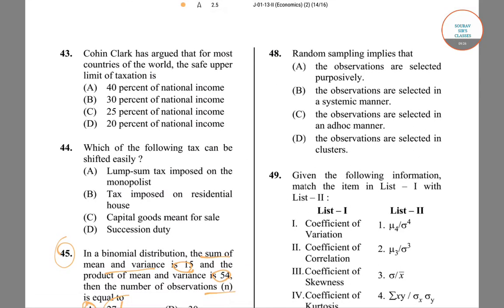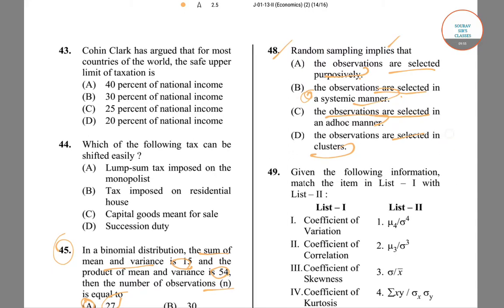So in question number 48 it is asked, random sampling implies the observation is selected purposely, the observation is selected in a systematic manner, observation is selected in an ad hoc manner, observation is selected in cluster. Out of which we know the right answer is option B, that is the observations are selected in a systematic manner. So random sampling implies the observations are selected in a systematic manner. Now we'll come to question number 49.